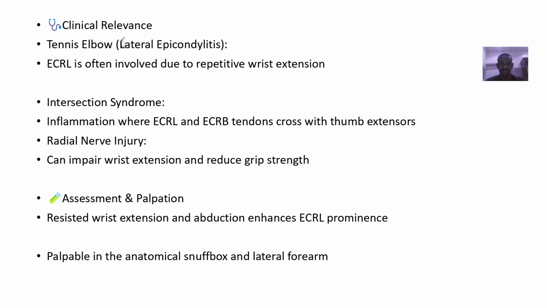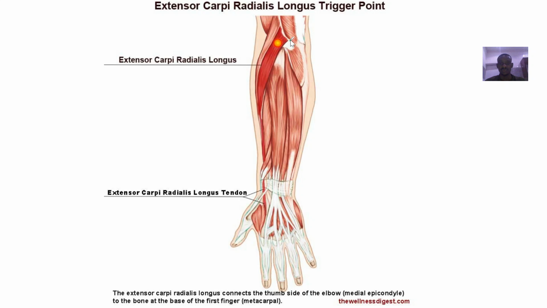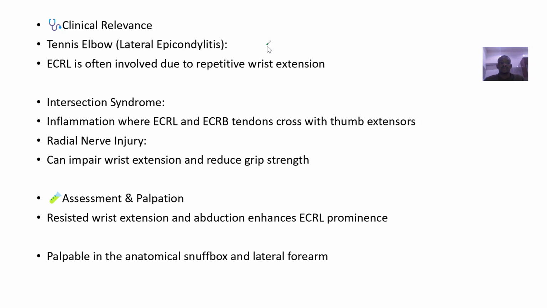Clinical relevance is, you can have a lateral epicondylitis. This is where the muscle originates from, so you can have an inflammation there. It's often involved due to maybe repetitive wrist extension issues. You can also have intersection syndrome. Alright, this one is inflammation where the tendons cross each other.